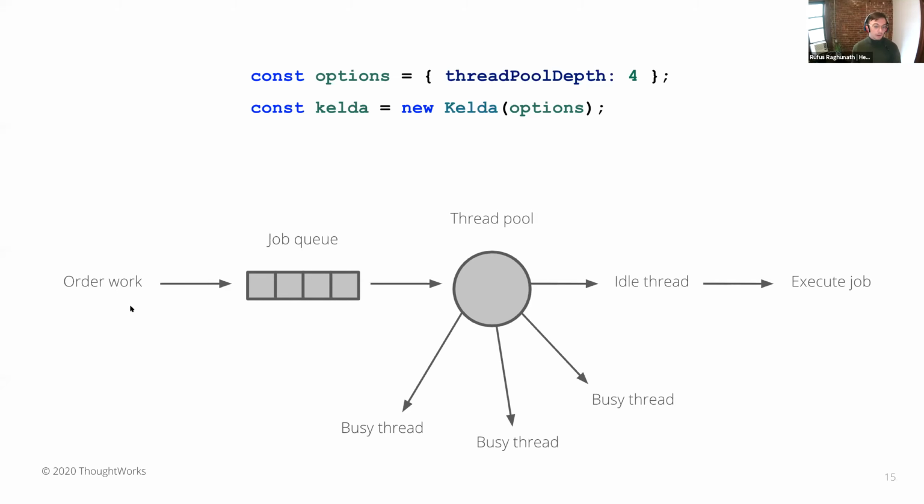You order work, that work goes into a job queue, and then jobs of work are popped from that queue based on the availability of threads in the thread pool, which of course is bounded at the top by the maximum thread pool depth. And then whenever a thread becomes idle, pop a job from the queue and create a worker for it and do the job.